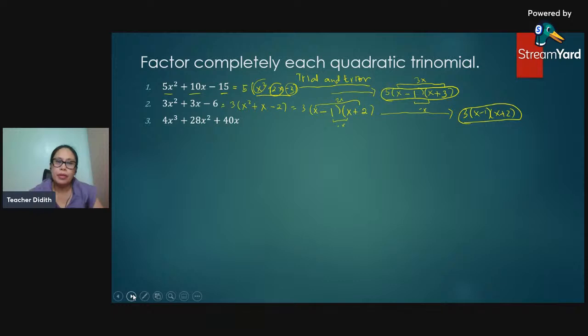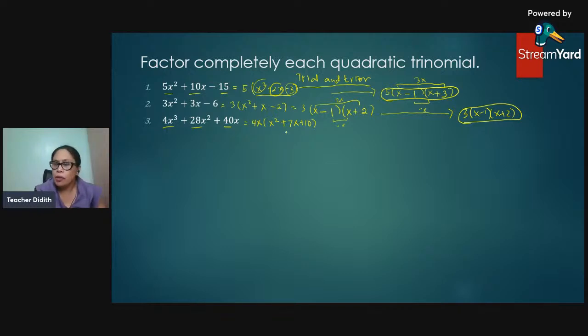Okay. So again, the quadratic trinomial has a common factor, and the common factor is 4. So we have to move out that greatest common factor, and that greatest common factor is 4x. So we will divide each of these terms by the GCF 4x. As we divide 4x cubed by 4x, we get x squared. And then 28x squared divided by 4x, we have 7x. And then 40x divided by 4x, we have plus 10.